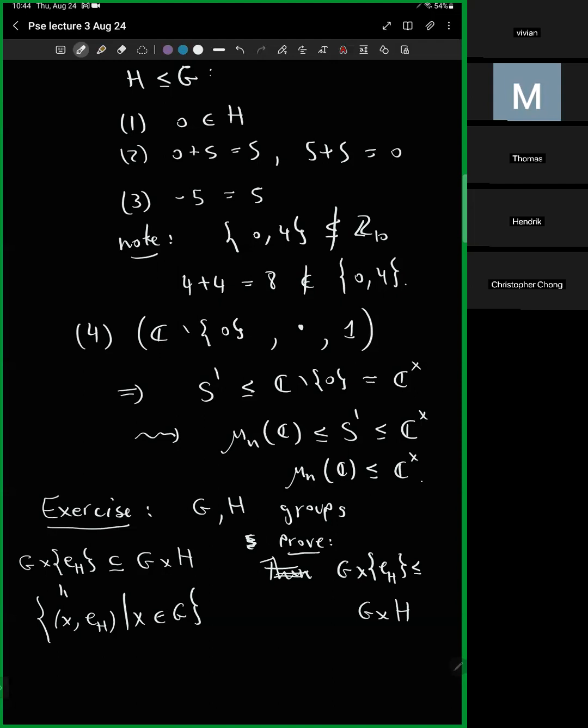Okay, and similarly, e_G times H is going to be a subgroup of G times H. Now, of course, you can really think of e_G times H as a copy of H, and this is like a copy of G. Okay, we will get back to this issue more precisely later.